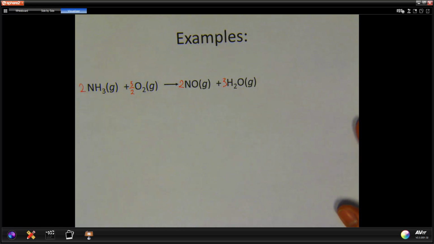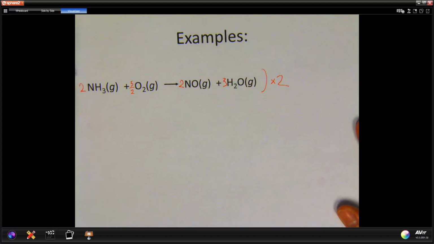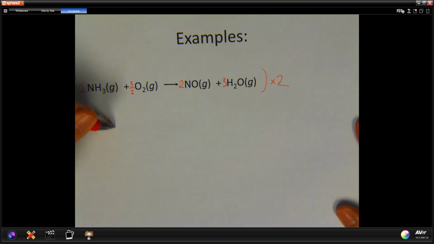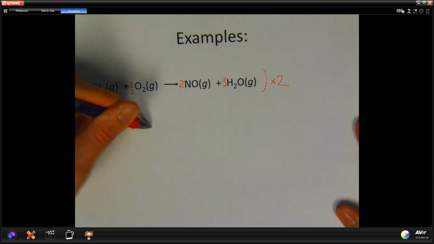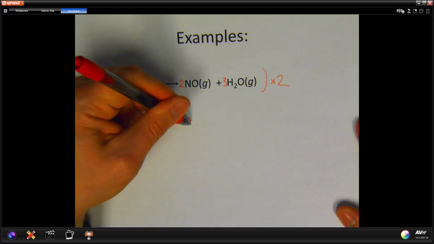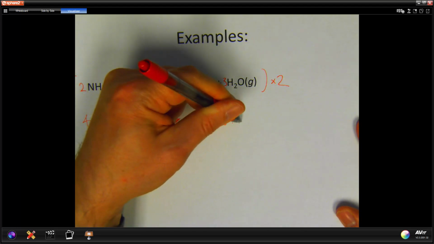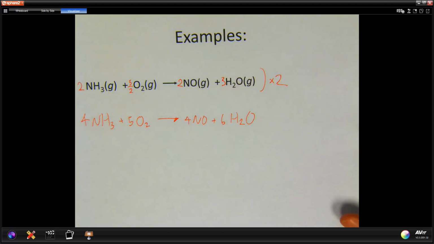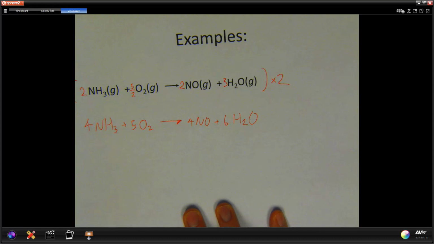And then the next step is we multiply everything by 2. So I'm going to rewrite that down here. So we have 2 times 2 is 4 NH3. 2 times 5 halves is 5 O2. 2 times 2 is 4 NO. 2 times 3 is 6 H2O. So that is our balanced equation. There were a lot of steps here.